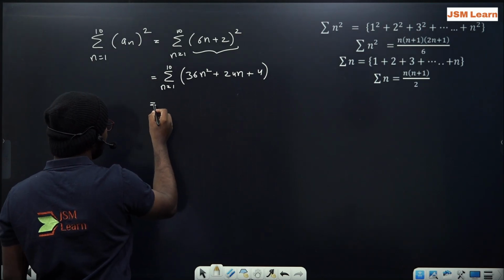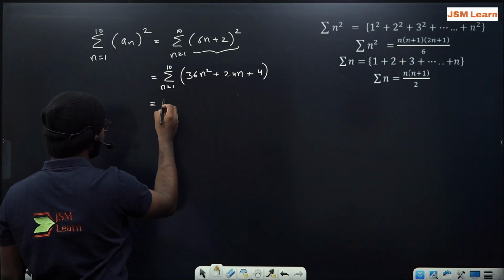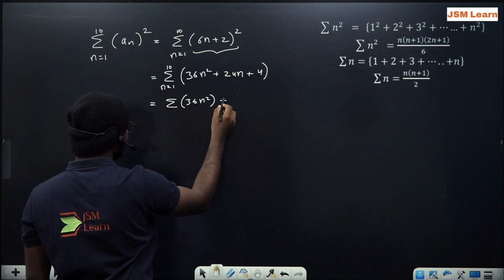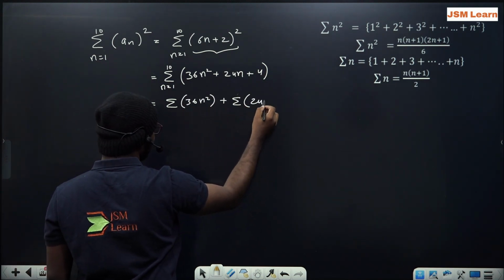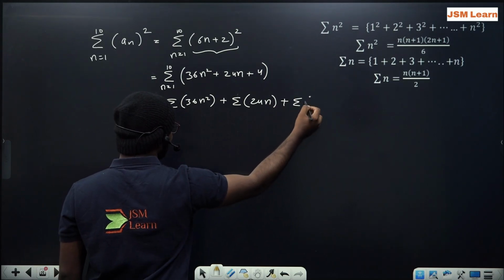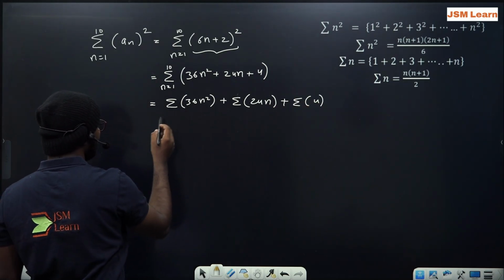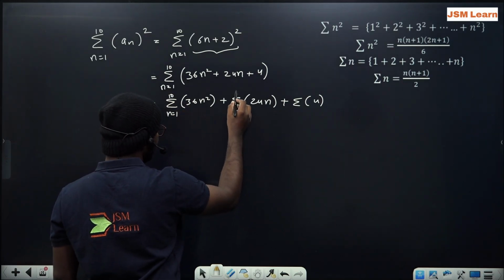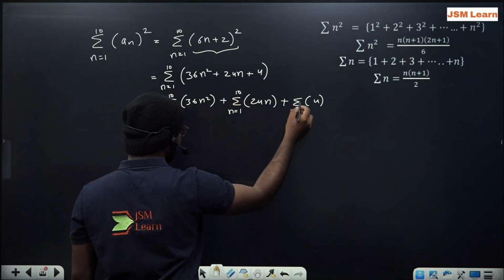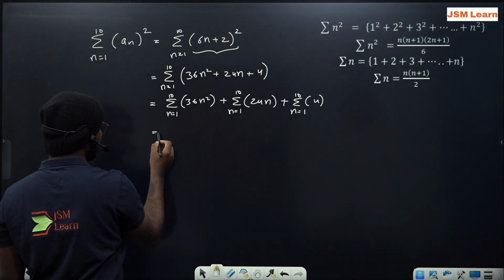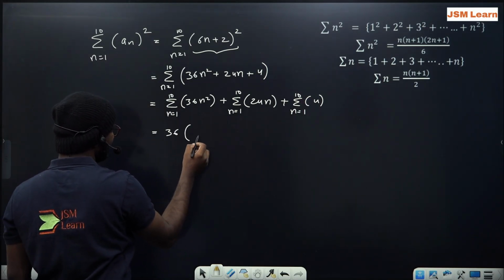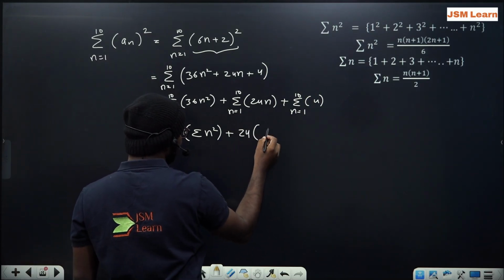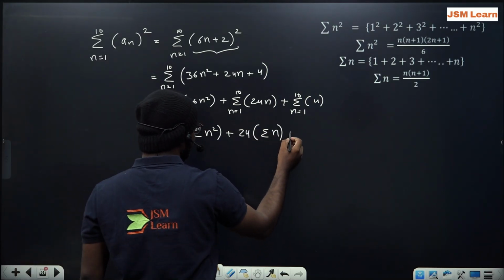Now we'll split this sigma into each term: sigma 36n square plus sigma 24n plus sigma 4, with n running from 1 to 10 in each. So this can be written as 36 times sigma n square plus 24 times sigma n plus 4 times 10.